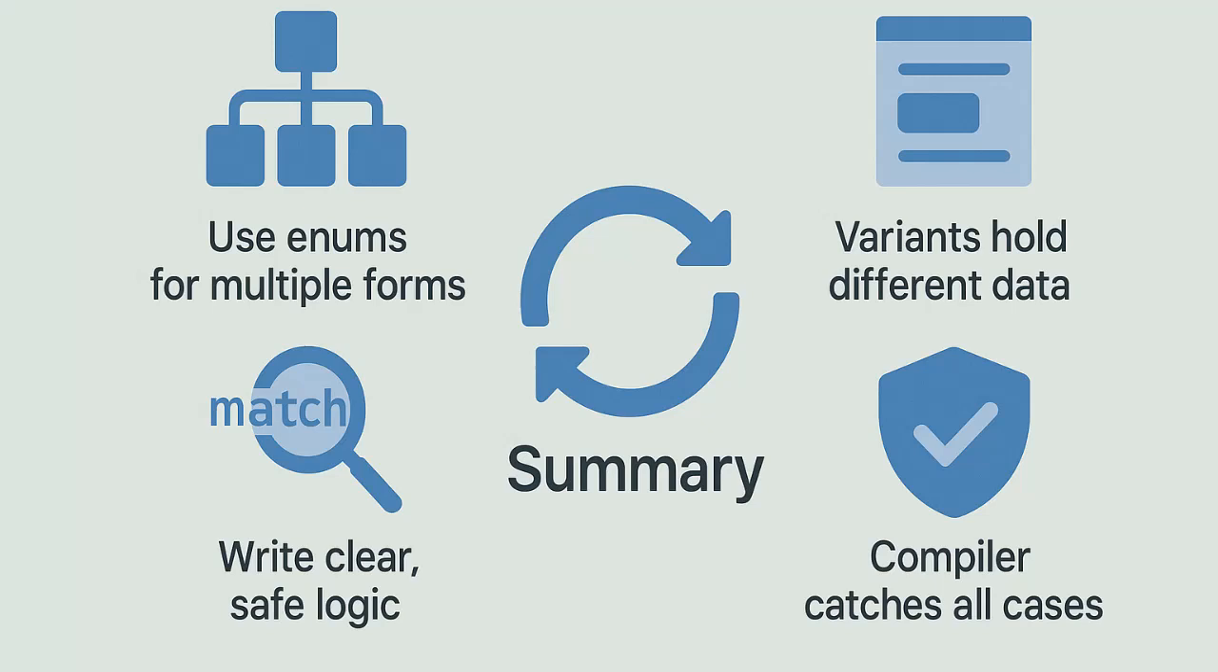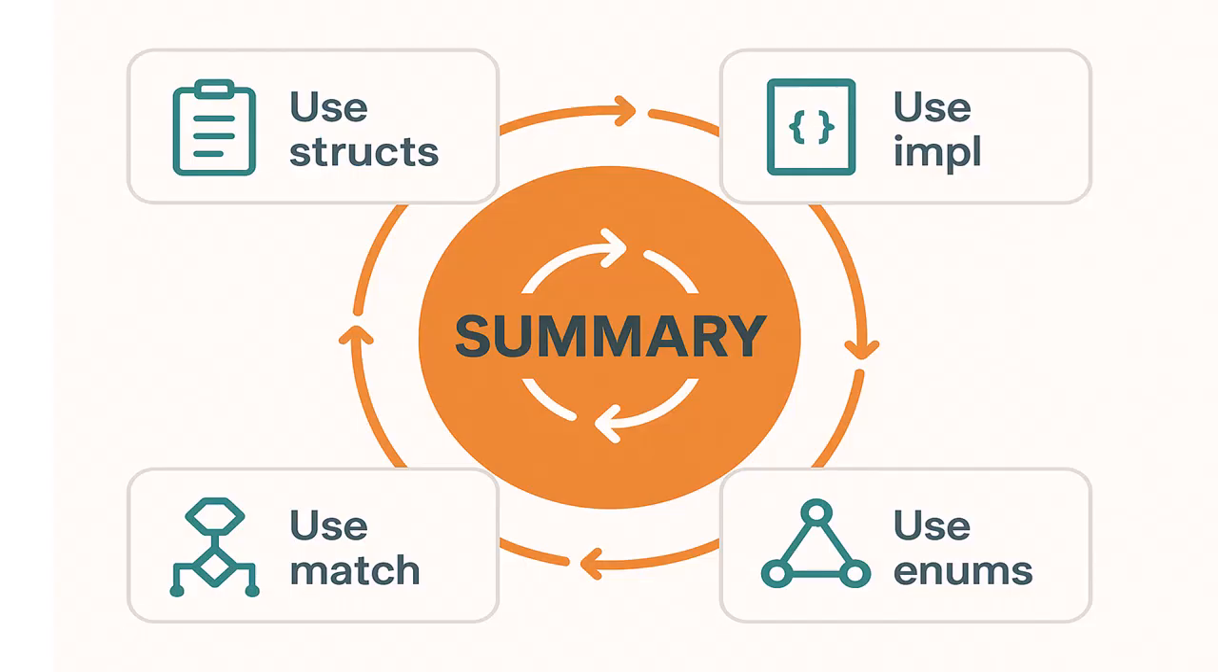Alright, to summarize it all, we use enums when our data can be one of several forms. Each variant can hold different types or named fields. Match lets you write clear, safe logic to handle each case. The compiler has your back: no missing branches, no nulls, no runtime surprises. And to summarize the entire section, we use structs to group data, we use impl to add methods, we use enums to represent different states or types, and we use match to handle enum logic cleanly. That's all for this section. Coming up, you'll learn how to store and manipulate collections like vectors and strings efficiently in Rust.